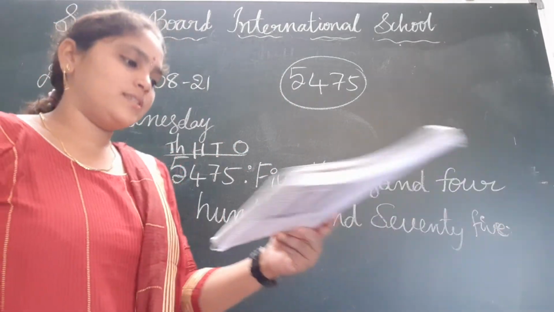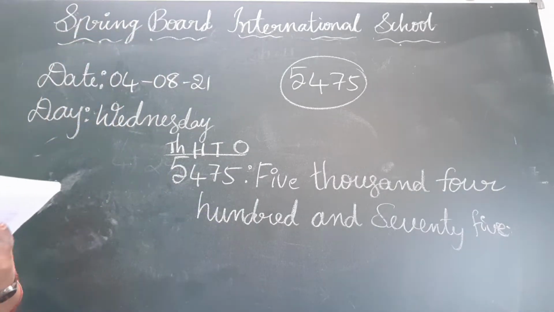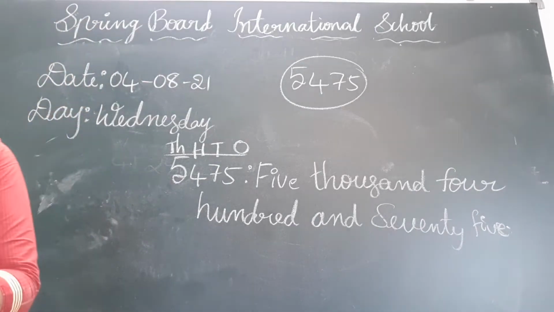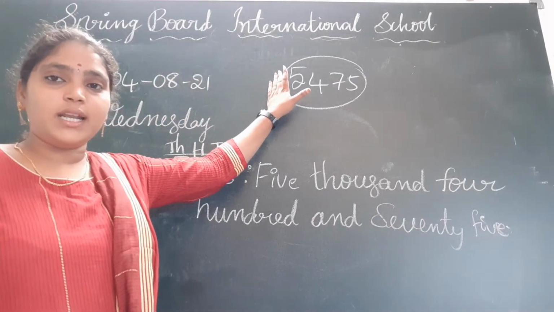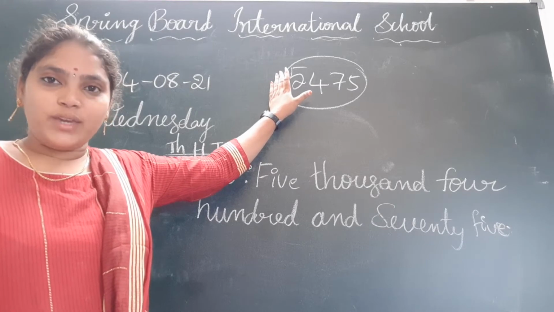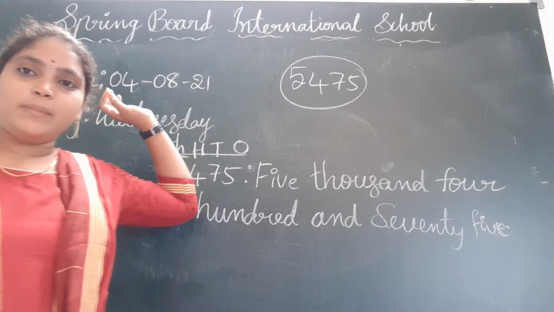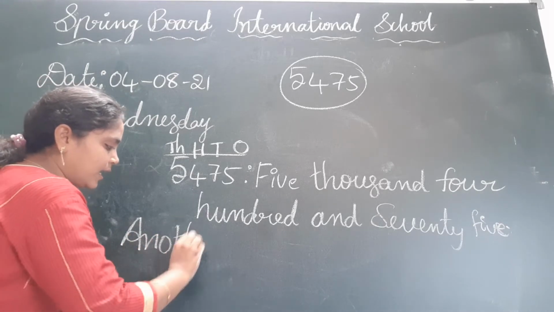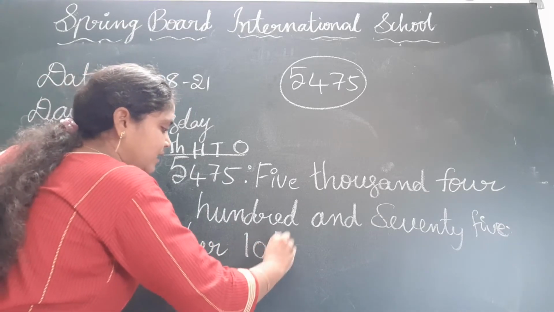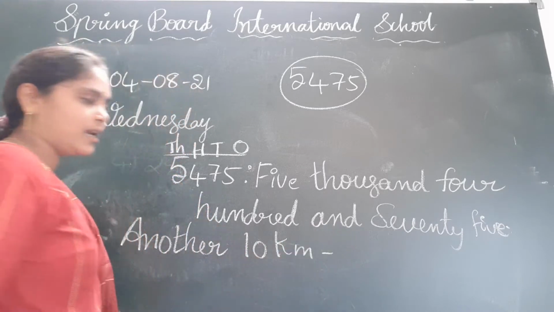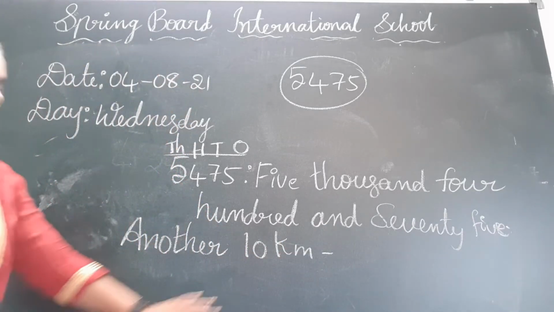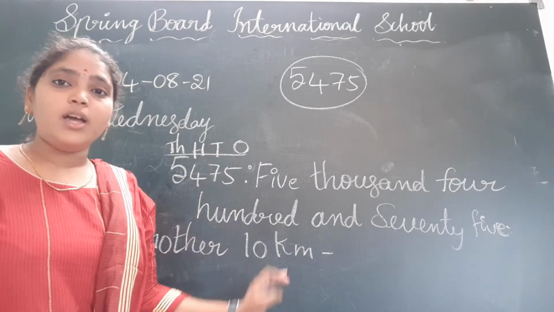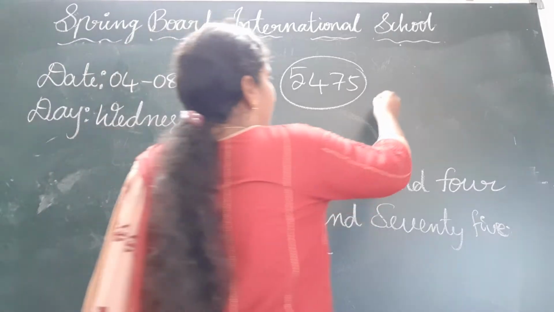Next, first question: what will be the reading after the car travels another 10 kilometers? Here this is at 0 kilometers, children. Now what do we have to find? We have to find what the reading will be after another 10 kilometers. How do we find it, children? You just have to add 10 to this number. We will get the reading after 10 kilometers.